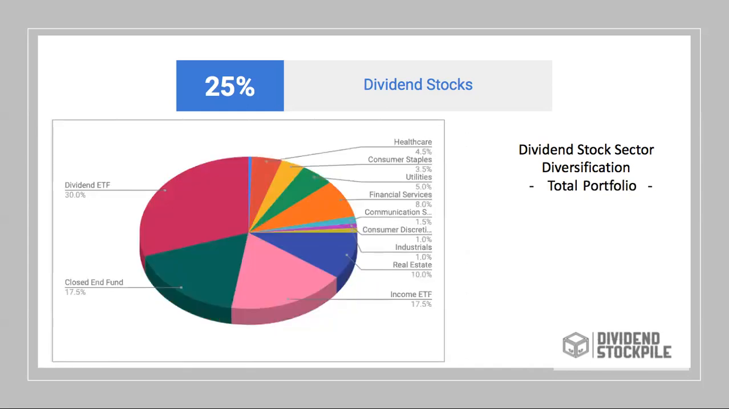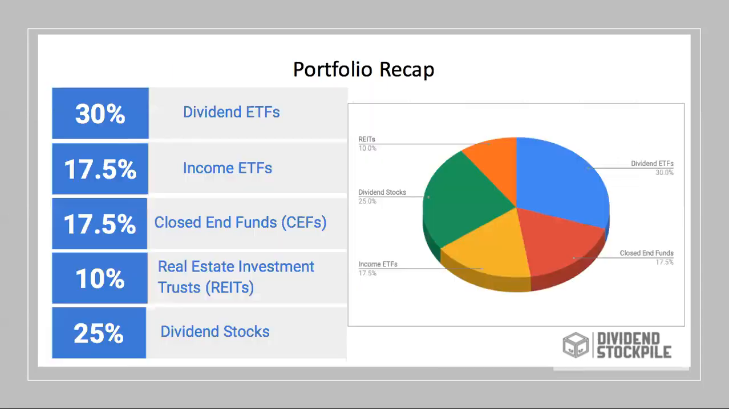If you include those individual companies in the larger portfolio, including the dividend ETFs at 30%, closed-end funds and income funds at 17.5%, and real estate at 10%, the individual sectors on the individual stocks is healthcare at 4.5%, consumer staples at 3.5%, utilities at 5%, financial services at 8%, communication services at 1.5%, consumer discretionary at 1%, and industrials at 1% as well. So again, I'm staying within my portfolio rules and also providing proper diversification across the board.